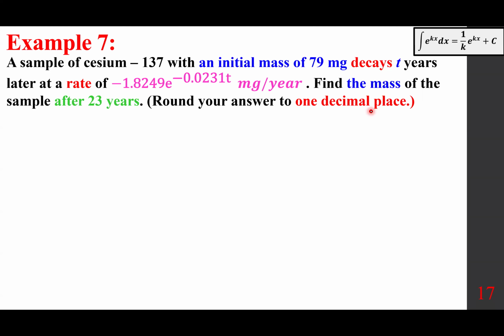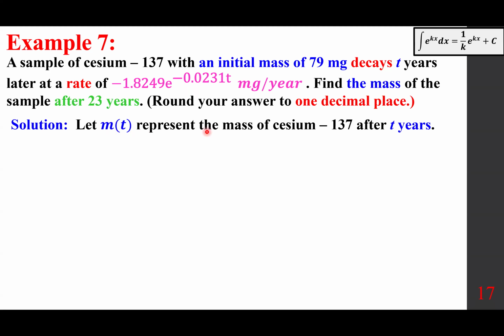So what is given? What is missing? It's a radioactive substance. It's going to decay, and the rate, or the derivative, is given, but the original function is missing. The original function, because we are referring to mass, we're going to call it m of t. So we let m of t represent the mass of cesium-137 after t years. What is given? You can say m prime of t, or dm/dt, is this one. And what is this one? The initial value, m of 0, is 79.